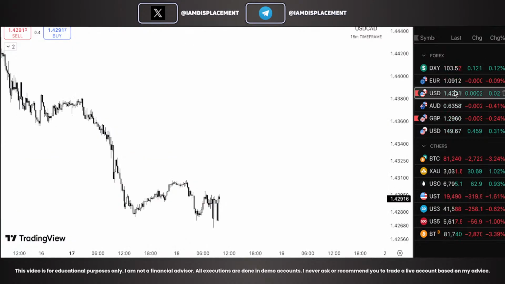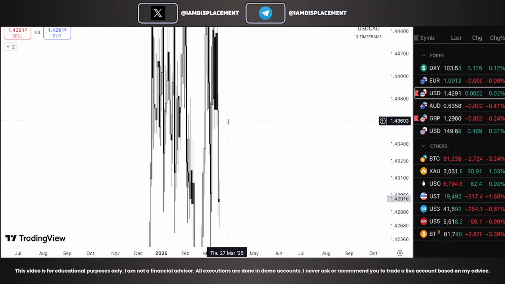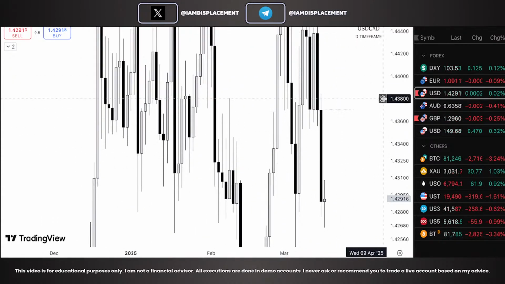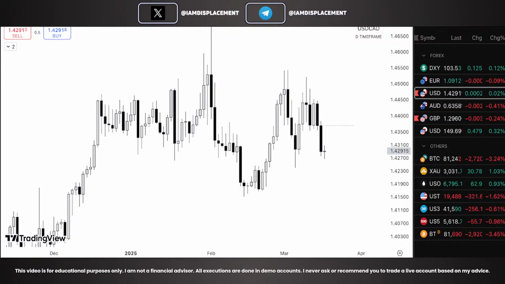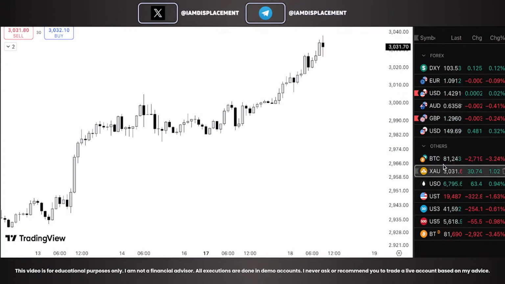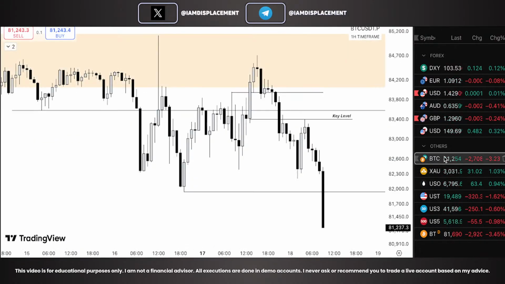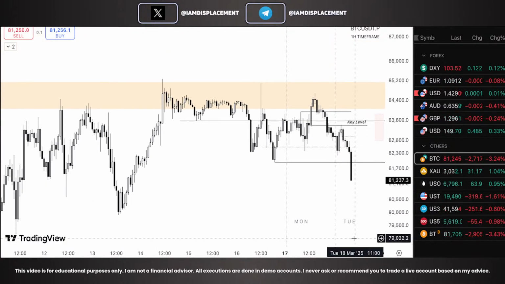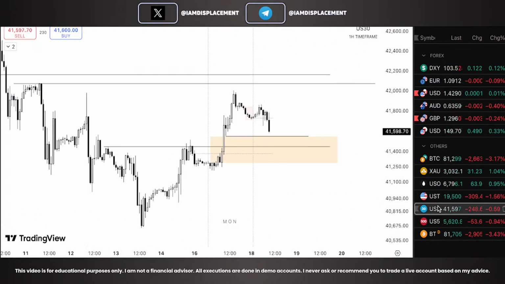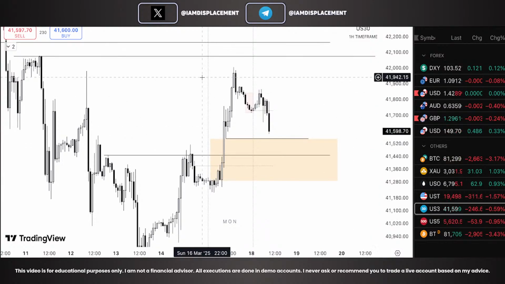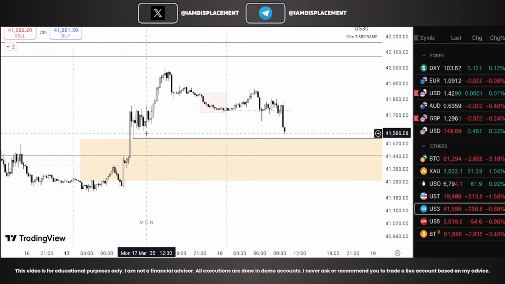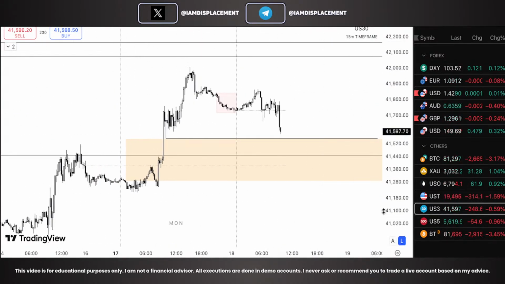GBP, USD, JPY, USD CAD. Let's see what is happening in here. Nothing so far. Gold. What's tanking? US 30, it's going to come. Let's see. Wait for price to reach here.